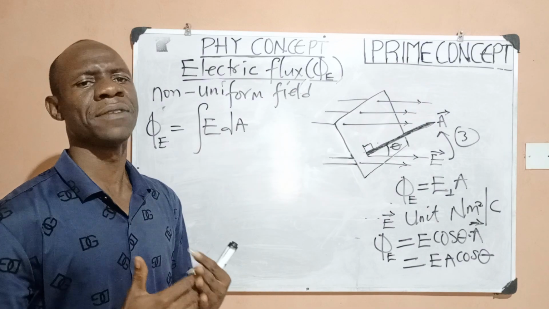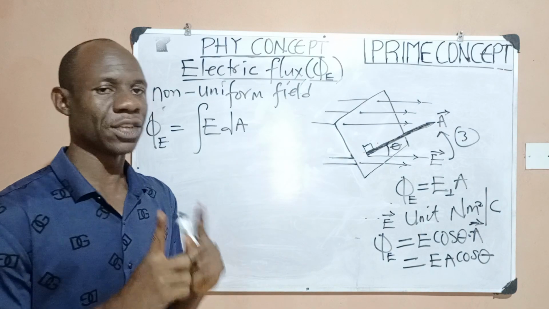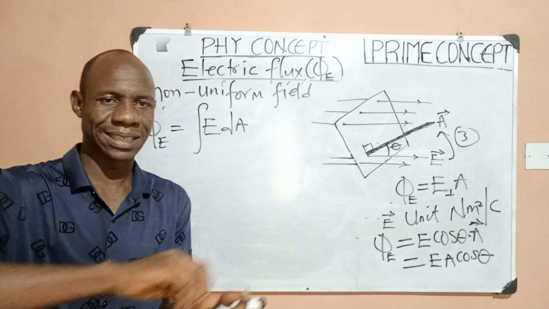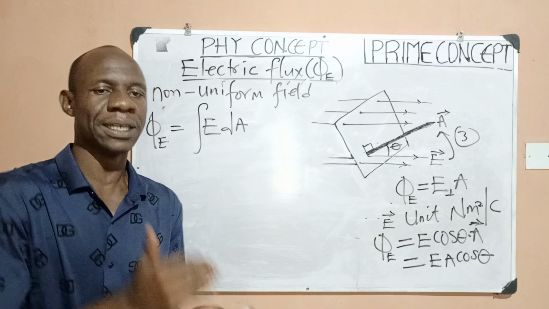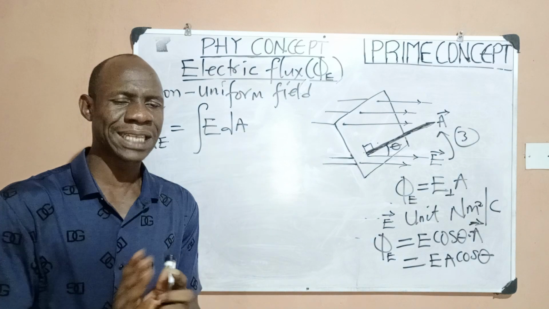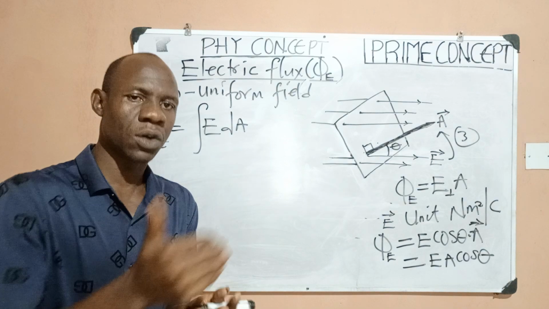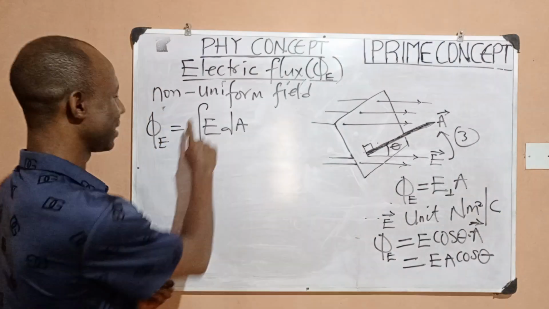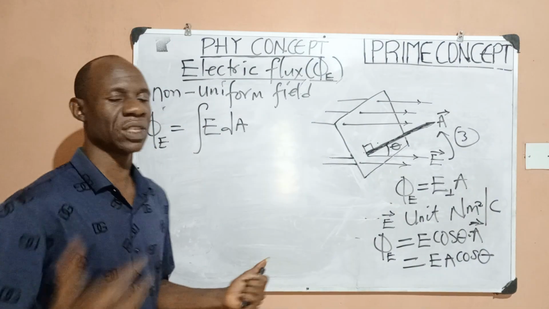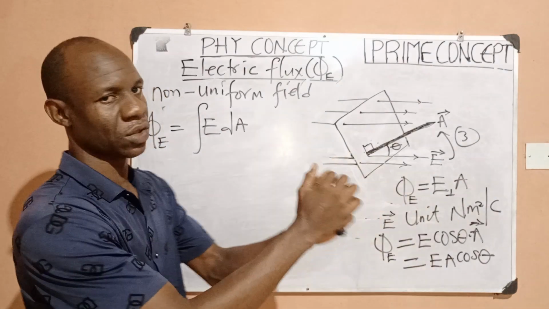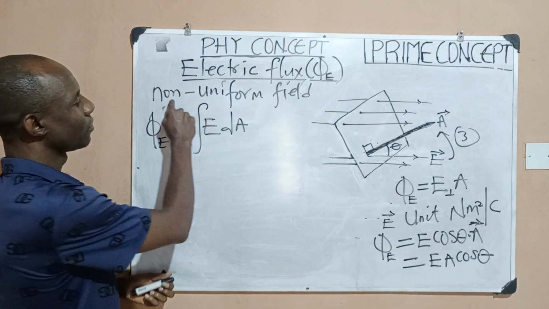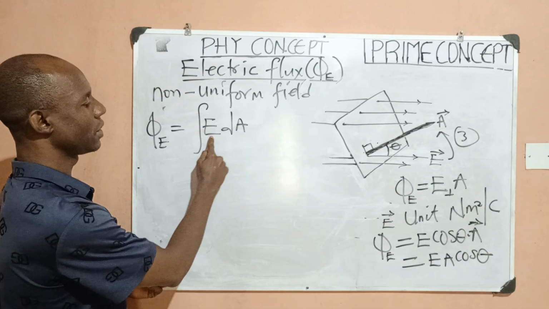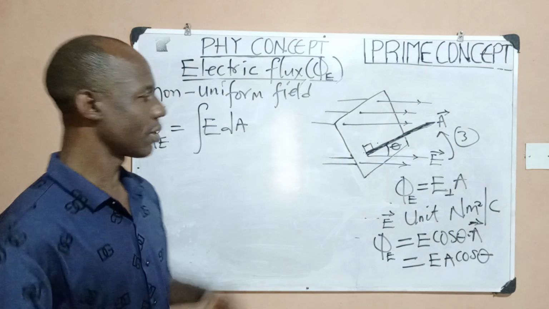So what it means is that if you have a non-uniform electric field and you want to get the total flux through the surface, you have to pick the areas small. You have to divide the area into small portions so that you can analyze the flux through those small areas, and then you sum it up to get the total flux. So you should know that the integral sign is what we use in summing up small portions. And that is why the flux for a non-uniform field is the surface integral of E dA. So this is the flux, right?